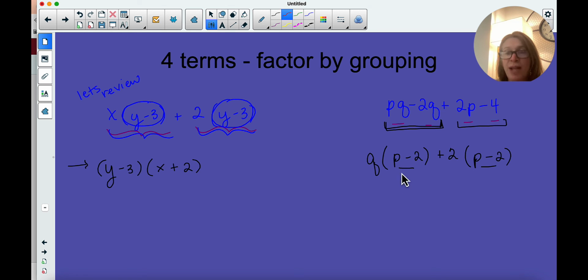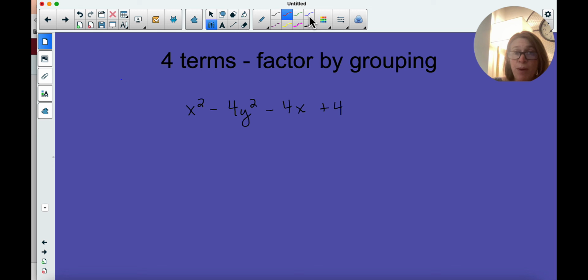All right, so now P minus 2 has become a GCF because in this term and this term, it's common. So I pull out P minus 2 and I'm left with Q plus 2. All right, let's look at a little bit harder one. Here we've got this polynomial. It's got 4 terms. There's no GCF of all the terms, so I have to factor by grouping. All right, I'm going to group together and see what we got here.